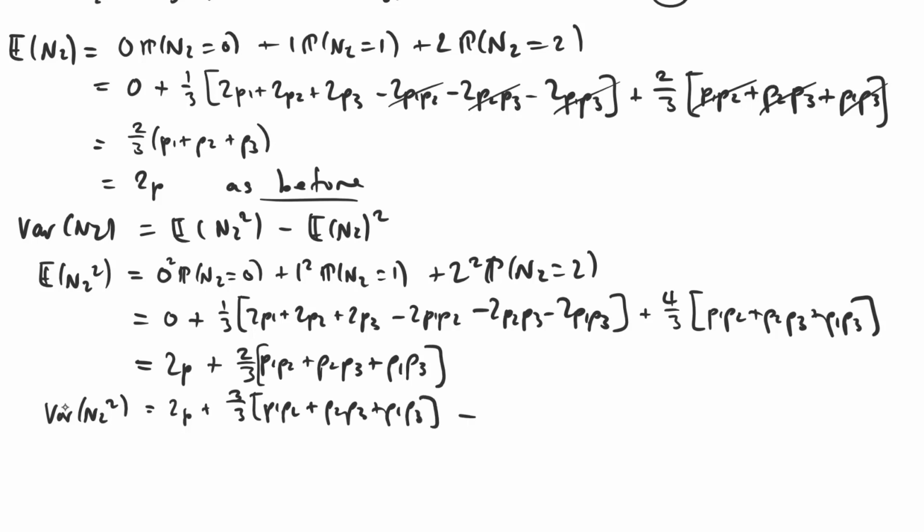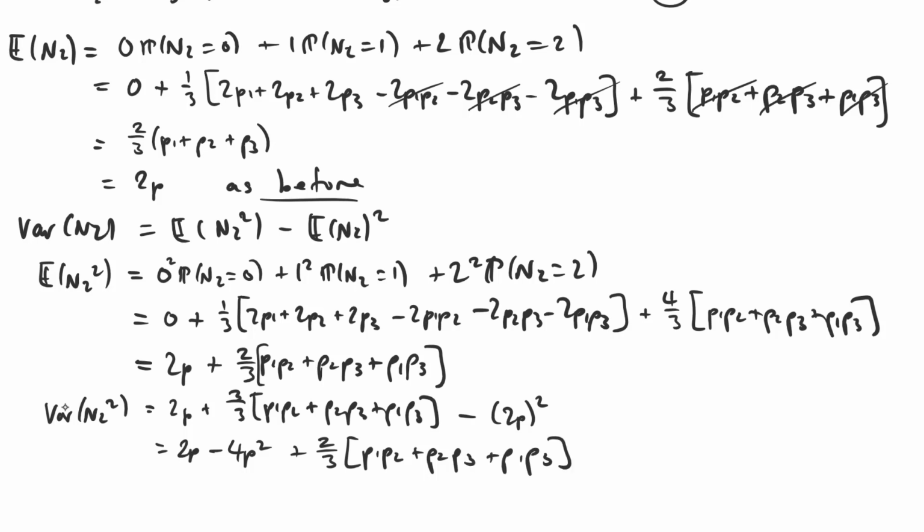minus the expectation of n2 squared, which is 2p all squared. So I get something like that, and okay, so I could write this as, well, maybe I don't need to do too much with this. Actually, I've got 2p minus 4p squared plus 2/3 p1 p2 plus p2 p3 plus p1 p3. Again, I could write this in different ways, but I think that's adequate for what we're looking for here.